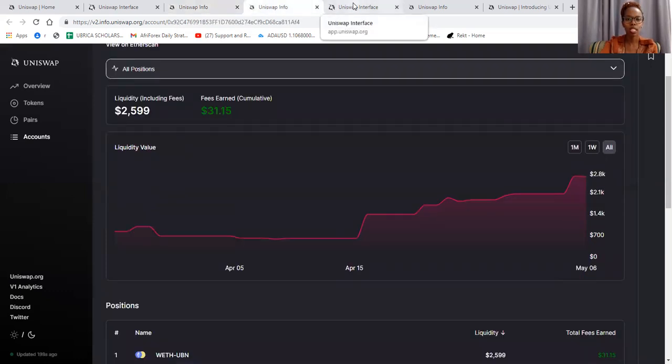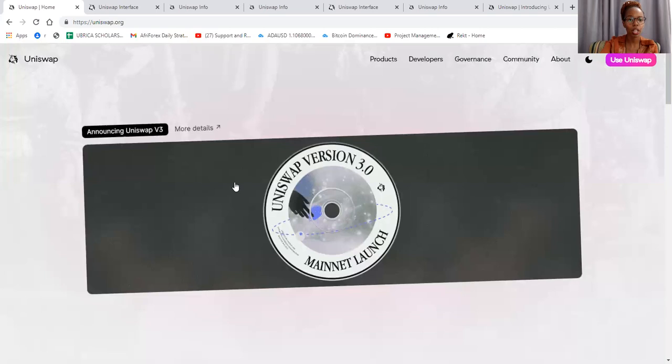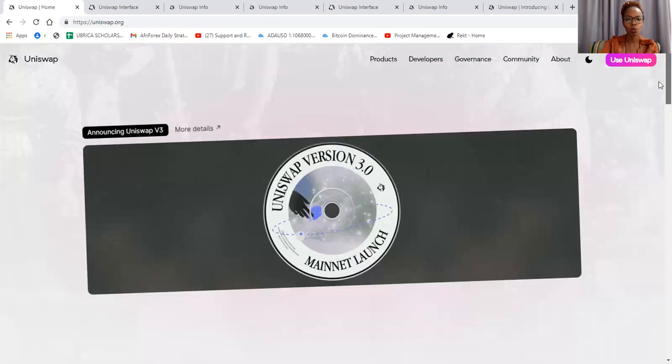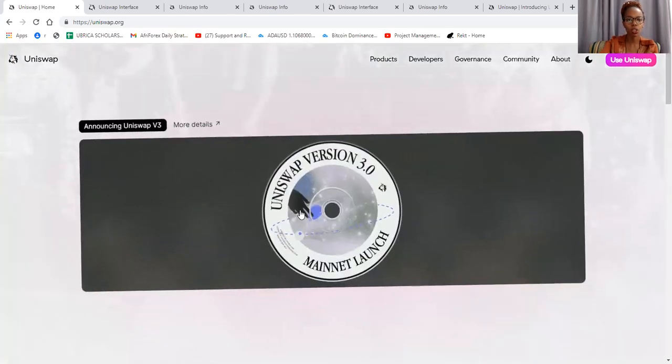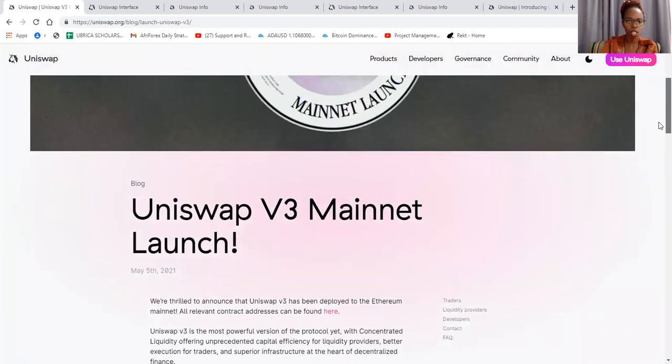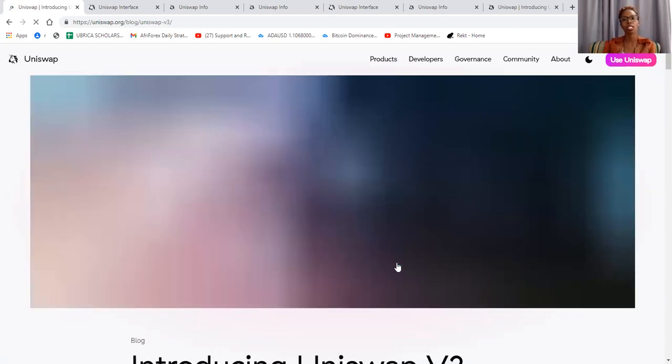Let me show you where you get this document. When you log into uniswap.org, this is the first page that you get. You're going to click on this icon here, the Uniswap version 3.0. When you click on it, you can see there is a document that pops up below it. What I want us to concentrate on is this blog post. So I'm going to click on blog post, and this is going to redirect us to a document that I want us to focus on.